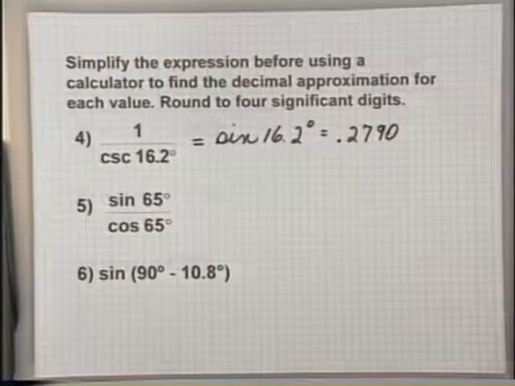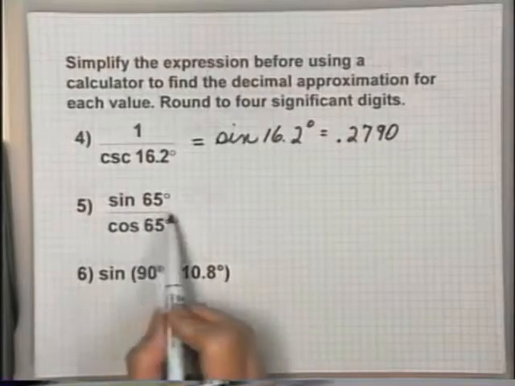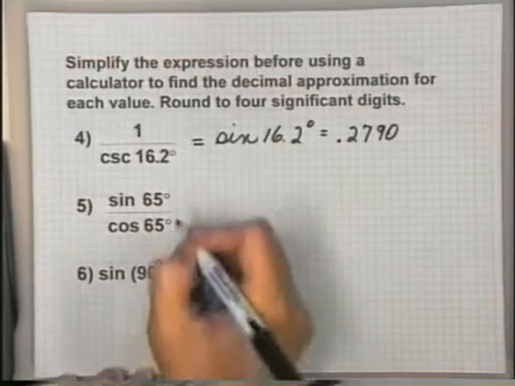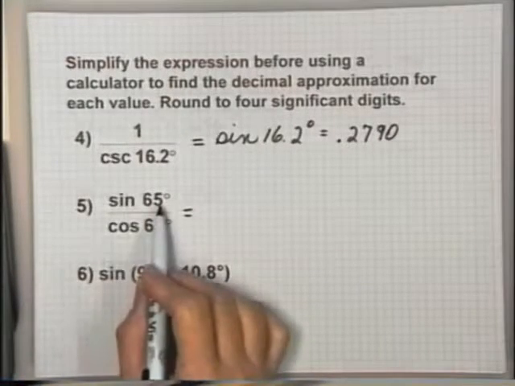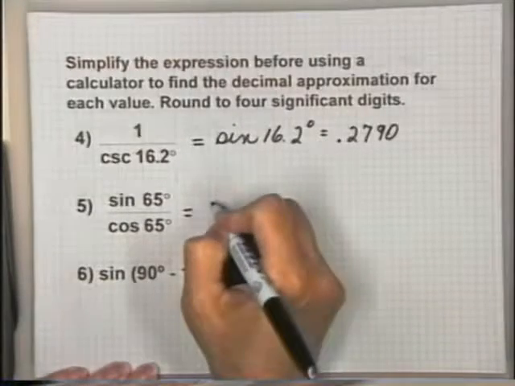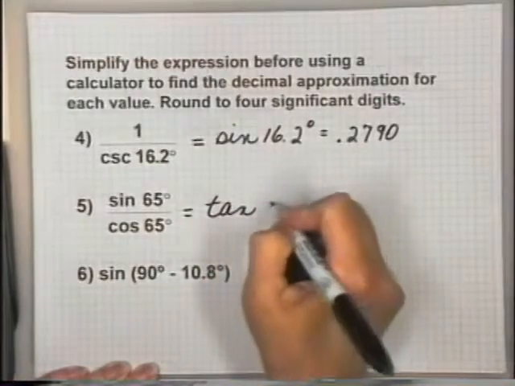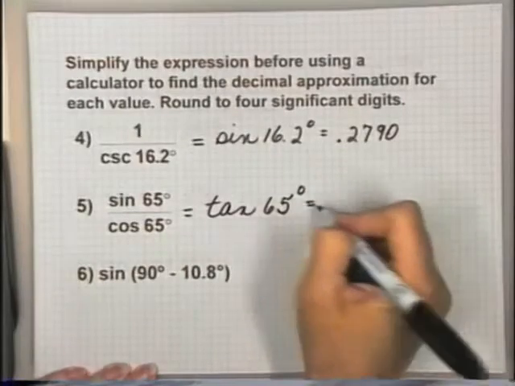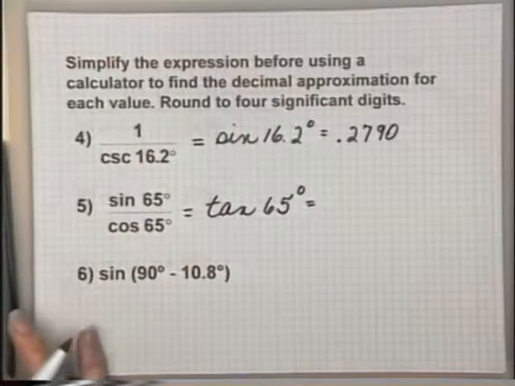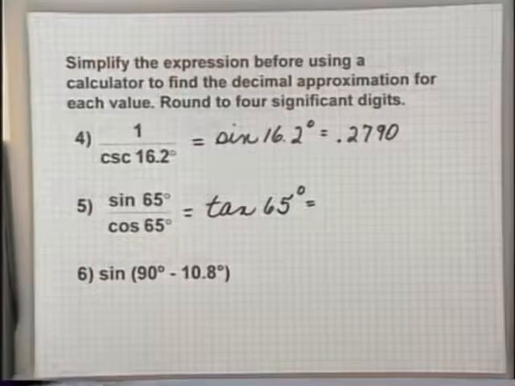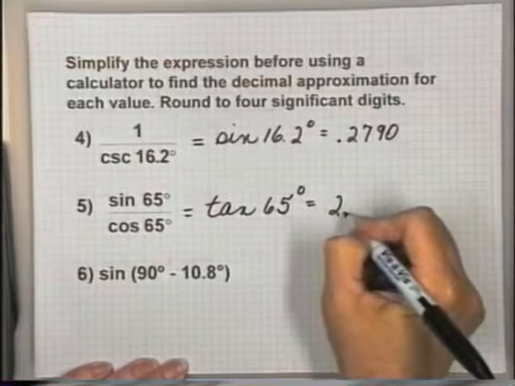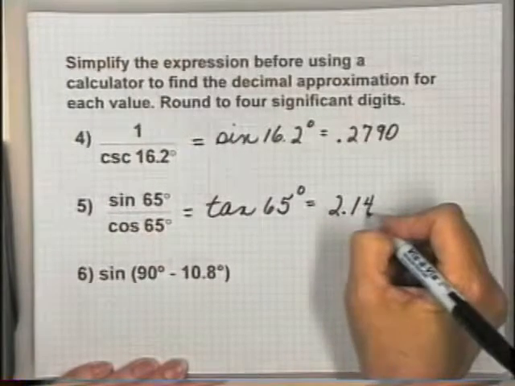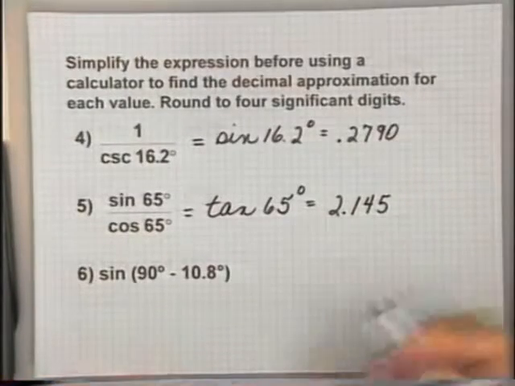Now, when we look at this problem number 5, we could calculate that straight. We could say the sine of 65 degrees divided by the cosine of 65 degrees. But since they told us to simplify first, if I've got the sine of an angle divided by the cosine of an angle, in this case, I know it equals the tangent of 65 degrees, and then I can calculate the tangent of 65 degrees. And rounding to 4 significant digits, I get 2.145.